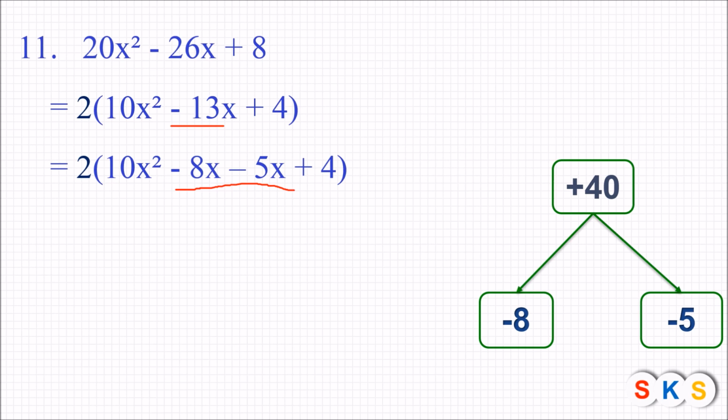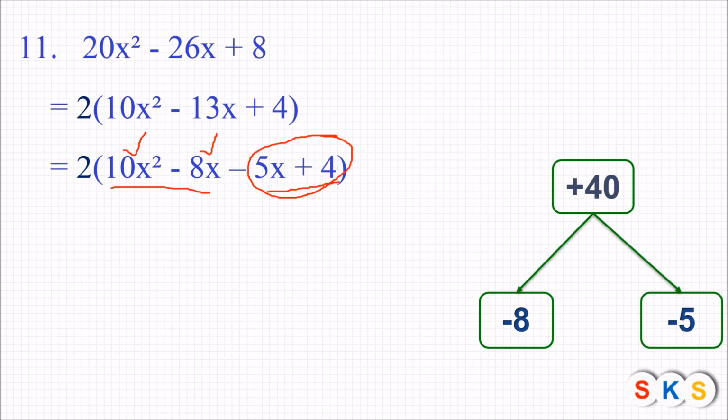Now after splitting the middle term, we will make groups of binomials. This is your first group of the binomial, and this is your second group of the binomial. What is common in the first group? The common is 2x, because 10x square means 2 into 5 into x into x, and 8x is 2 into 4x, so the common is 2. And what is common in the next group? 1, because 5x you can write as 5 into 1 into x, and 4 you can write as 4 into 1. So the common in the next group is 1.